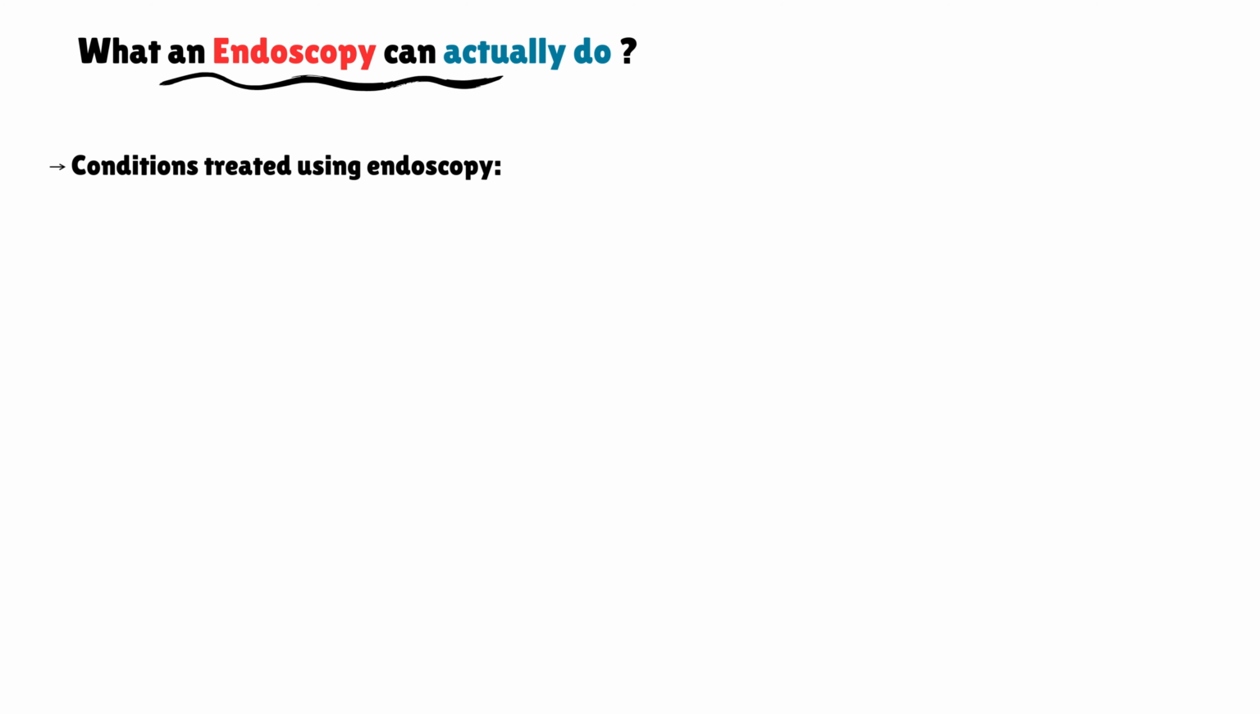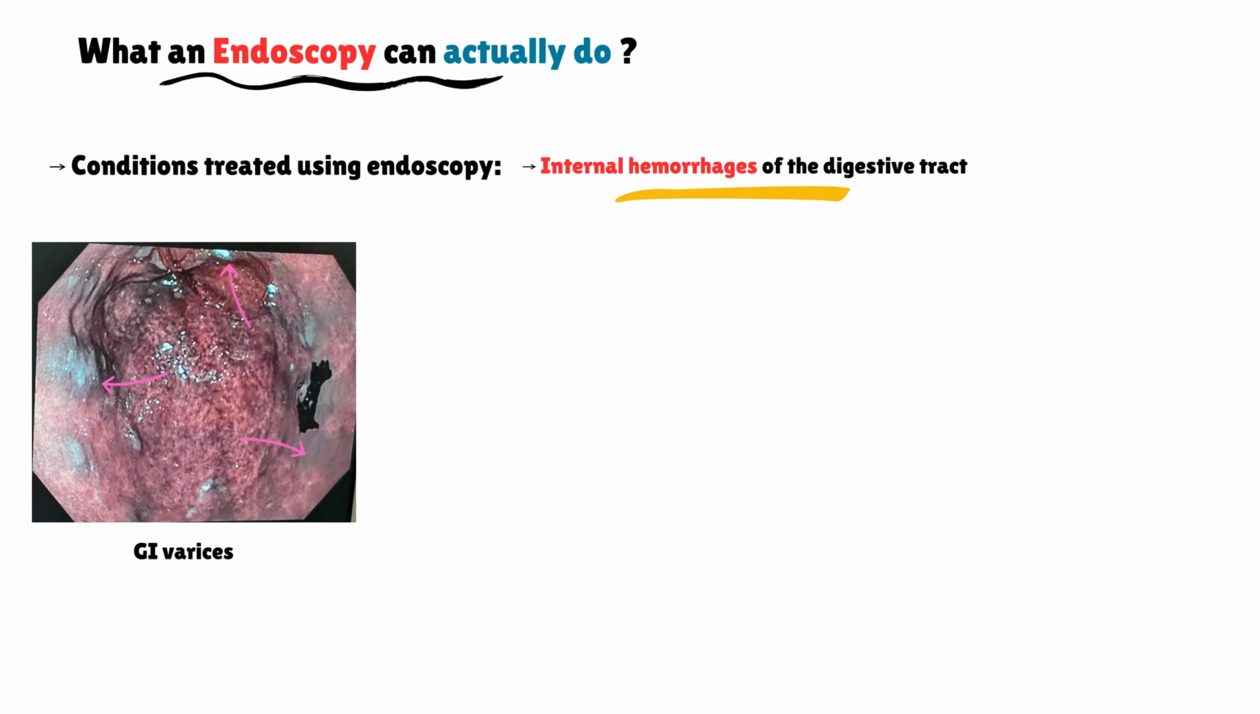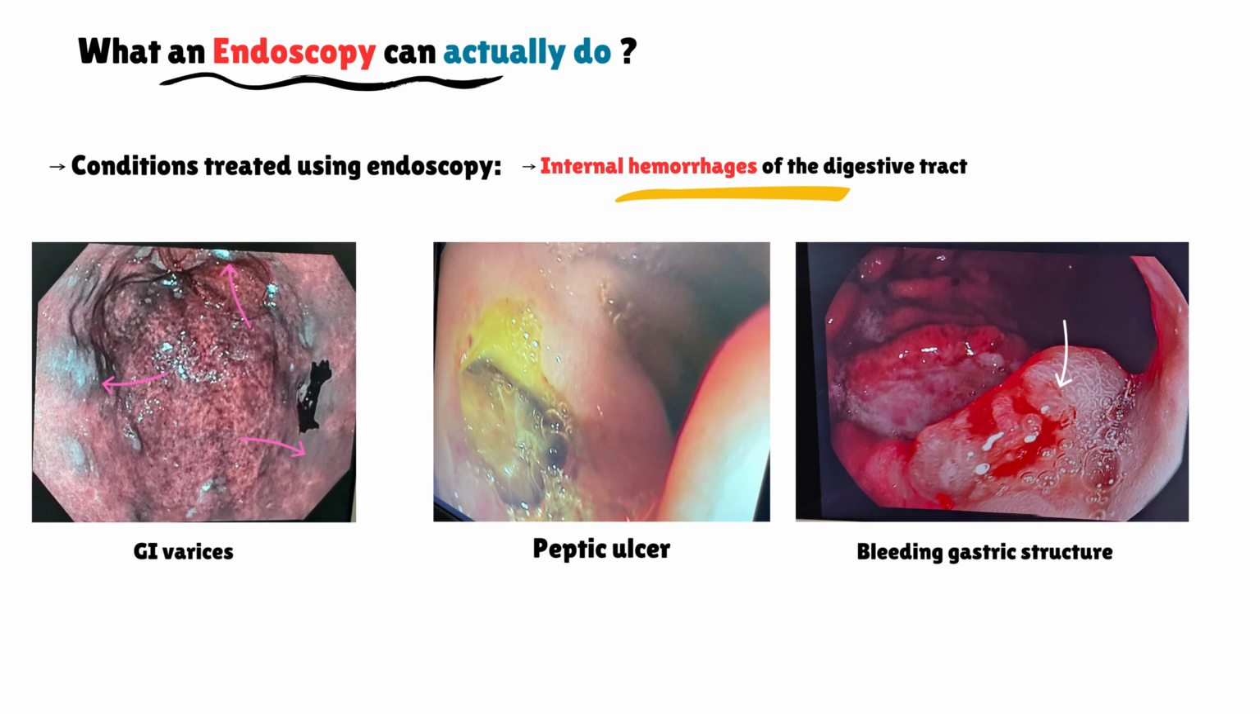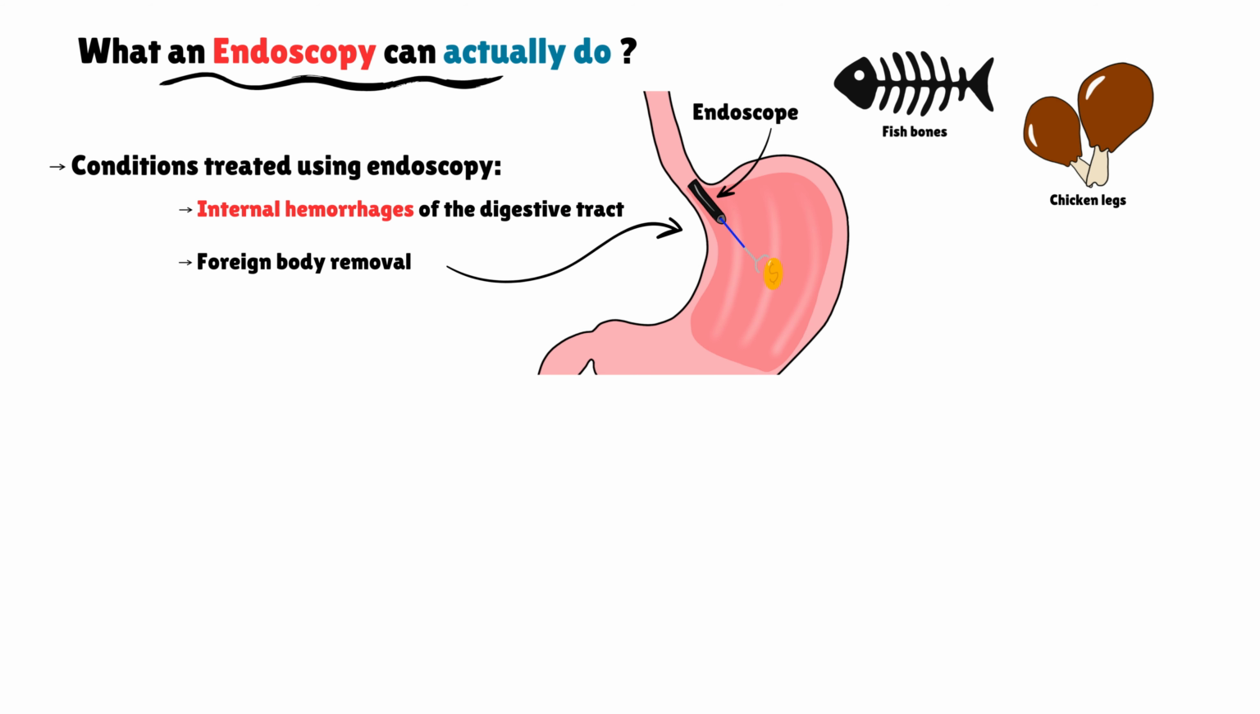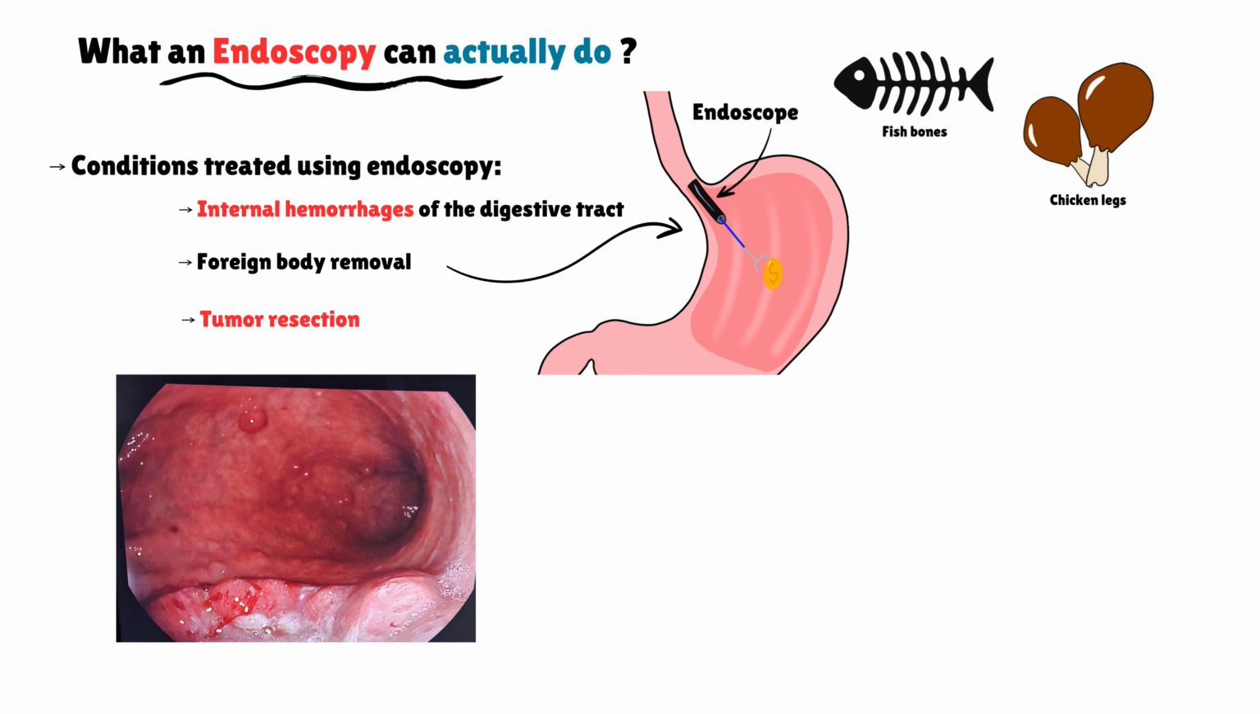We then treat different types of conditions. These conditions include internal hemorrhages of the digestive tract, a rupture of the gastroesophageal varices in cirrhotic patients, a bleeding ulcer, or a bleeding polypoid structure. Foreign body removal, objects like coins, fish bones, or even some foods. Tumor resection, especially precancerous tissue like polyps. This process is also known as a polypectomy. In some neurological cases, especially in patients who had a stroke in their recent past and now have alimentation issues, we can place a nasojejunal tube used for feeding.